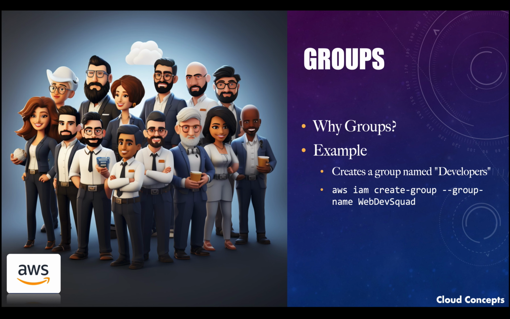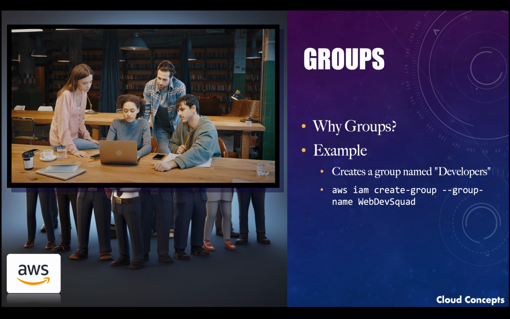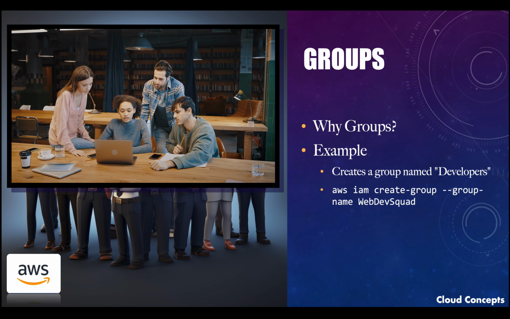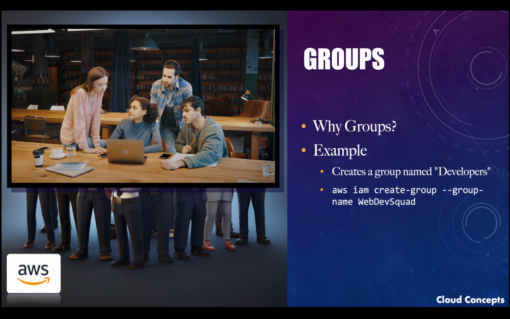Let's say you and your buddies are all working on web development. Instead of giving each of you a personalized list of permissions, which would be super tedious, the club president can just create an IAM group called Web Dev Squad or something. Then whatever permissions this group has, you guys have it too. It's like saying, hey, you're part of Web Dev Squad, so you all get access to the same tools and areas.